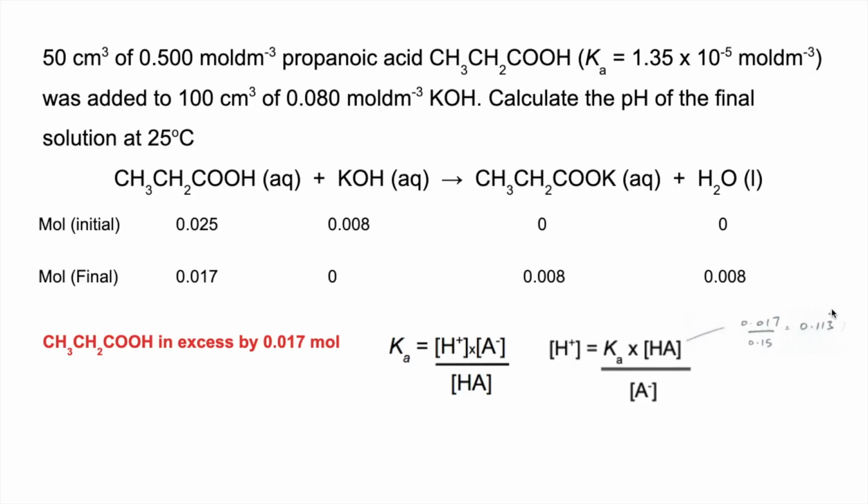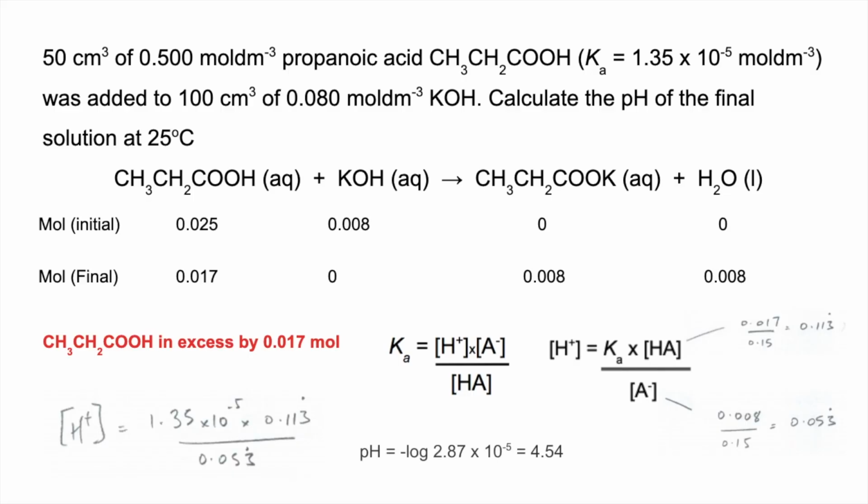So we've got that concentration for the weak acid. The salt ions, well, we'll have this many moles divided by that 150 cm cubed, so we've got that. So that gives us an H plus concentration of 2.87 times 10 to the minus 5, which we minus log to get the pH. So we get 4.54. So a bit trickier than a straightforward pH calculation, but hopefully that all made sense.